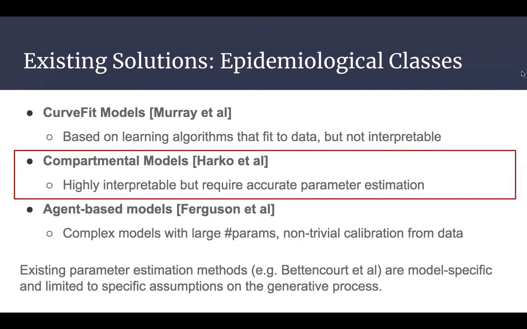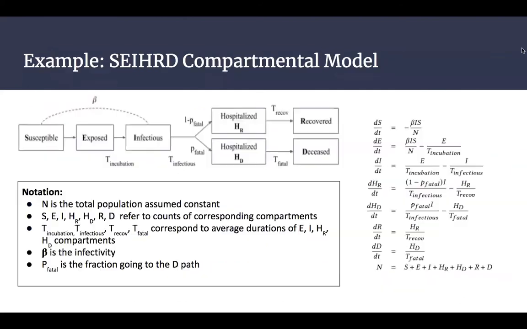Given the practical requirements, the data constraints, and the modeling tenets, most of our team's practical forecasting operations have been focused on compartmental models. Additionally, though there do exist parameter estimation methods, those are typically very model specific and limited to specific assumptions on the generative process.